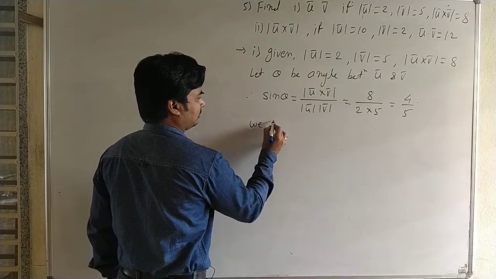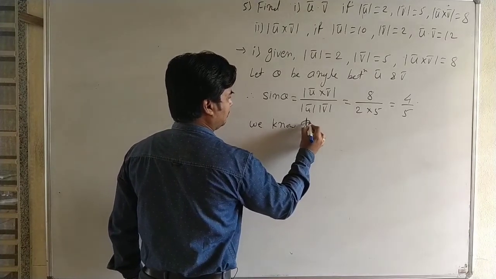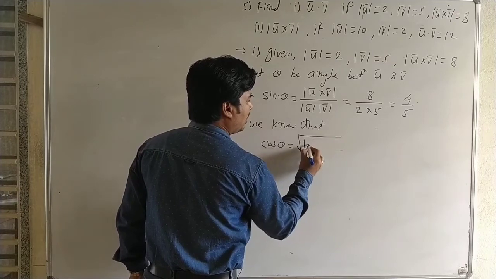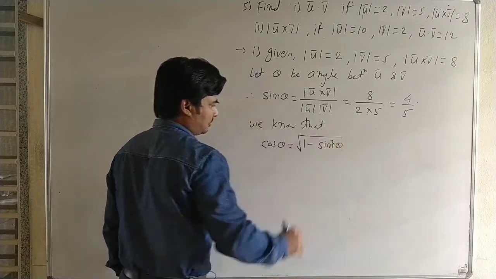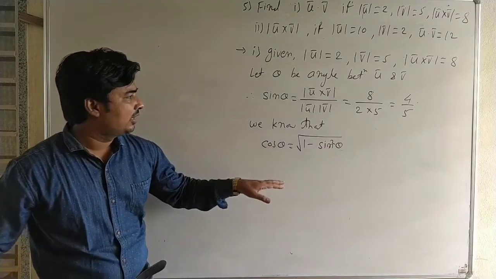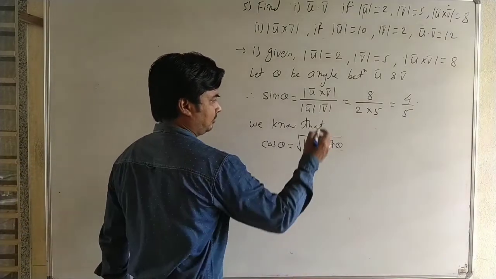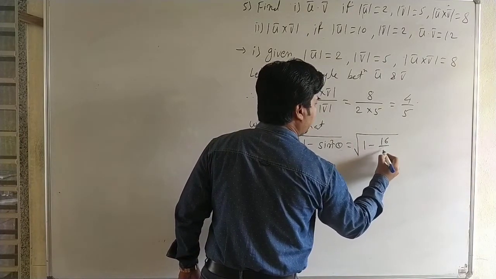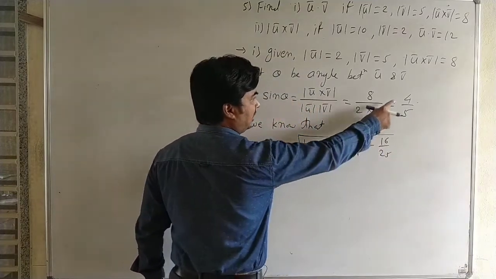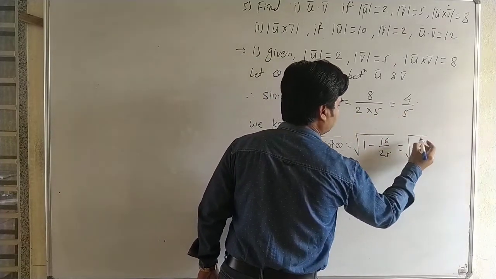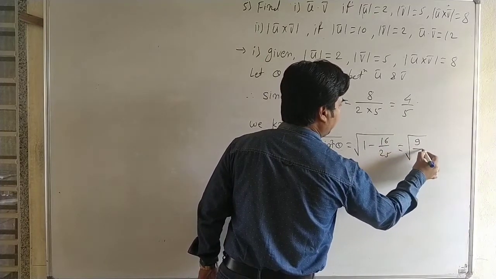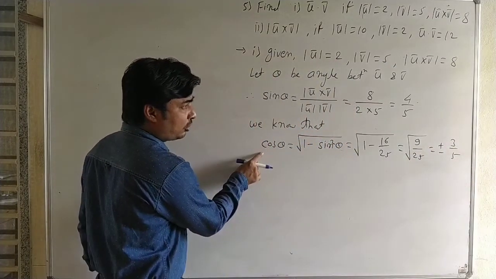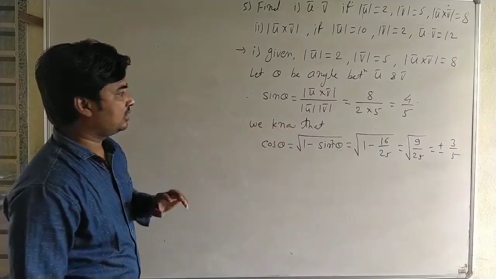Then we know that cos theta is equal to under root of 1 minus sin square theta. Now the calculation: under root of 1 minus 16 by 25, since sin square theta is 16 by 25. Then it is under root of 9 by 25, the square root is plus or minus 3 by 5. Therefore the value of cos theta is plus or minus 3 by 5.